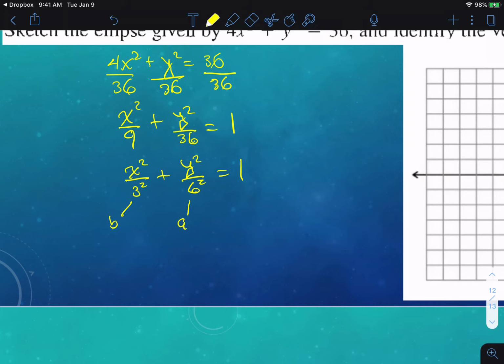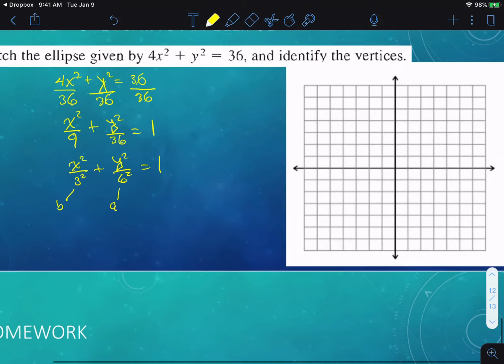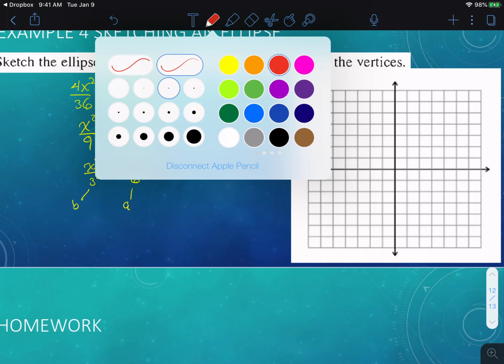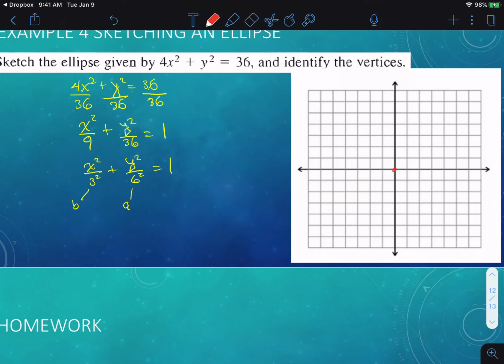So if A is 6 and B is 3, then we know that the center of this ellipse is at 0, 0, and we can go 6 up, 1, 2, 3, 4, 5, 6, and 6 down, 1, 2, 3, 4, 5, 6, and we've identified the vertices of our ellipse. Let's go ahead and find the points at the end of the minor axis. Let's go 3 to the right, 1, 2, 3, and 3 to the left, 1, 2, 3. Now, we don't know what the focal point is, but we could just calculate it.